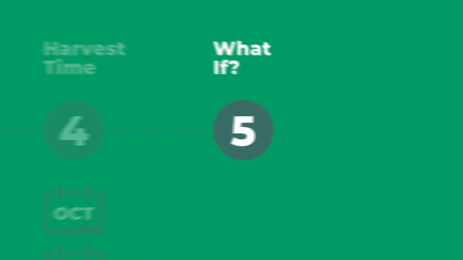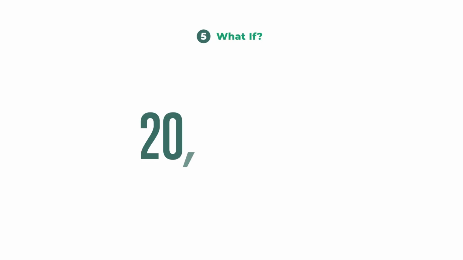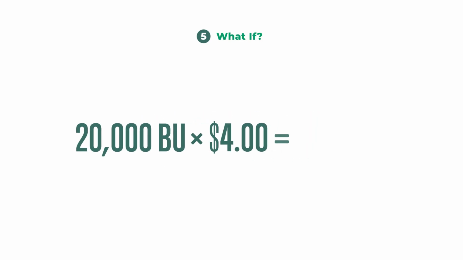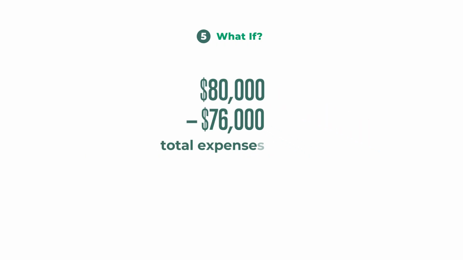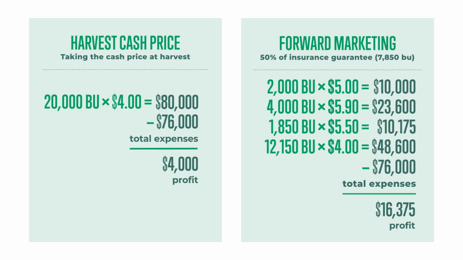What would have happened if you didn't make any forward sales? If you only took the cash price at harvest, you would have sold 20,000 bushels at $4 per bushel for a total of $80,000. Subtract your initial expenses of $76,000, and you're left with only $4,000 in profit. With crop insurance, you were able to forward market 7,850 of your 20,000 bushels with confidence, knowing they would be covered. This allowed you to take advantage of good prices in the market and dramatically increase your profit.